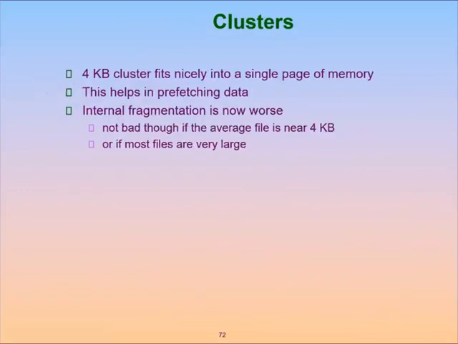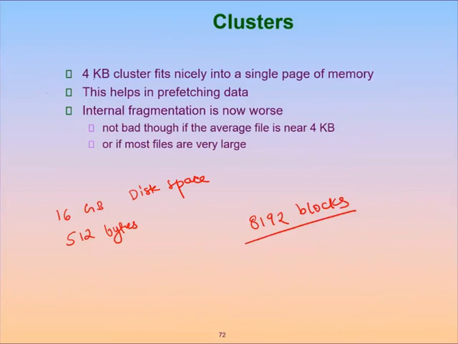Okay, so if you remember from our example that we have discussed, if we are having a 16 GB hard disk or disk space, and the sector is of size 512 bytes, to store that bit vector, how much space do we need? We need 8192 blocks actually, right? Now what if we make a cluster of say 4 KB? A 4 KB cluster is very nice because it requires a single access in the page of memory, right? So this helps in prefetching of data as well.